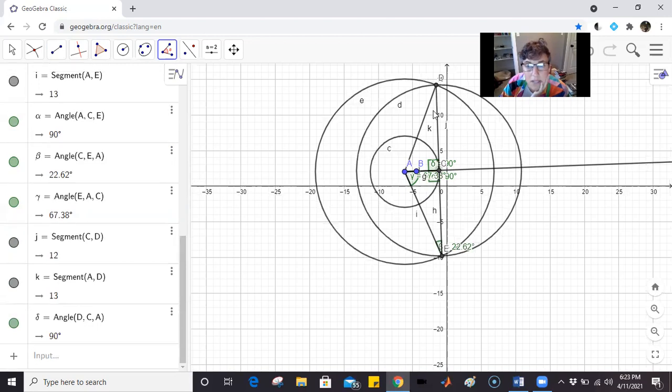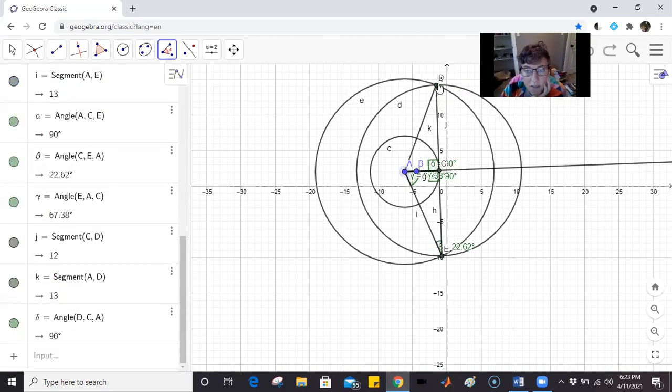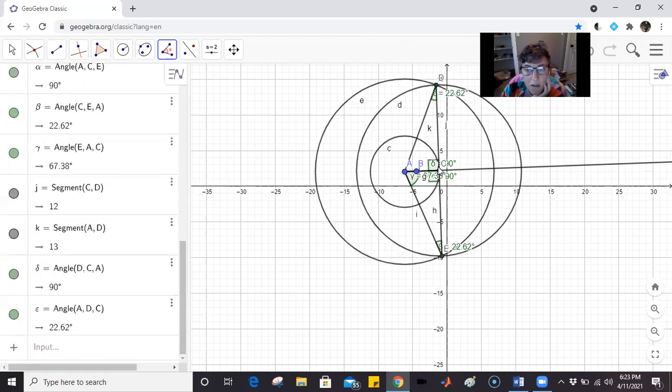And how about C to D? Oh, I just took one the wrong way. Doesn't like me going that way. Try again. Stay inside your lines here, I reckon. There we go. That is 22.62 degrees. That was the same as the other side of our triangle.